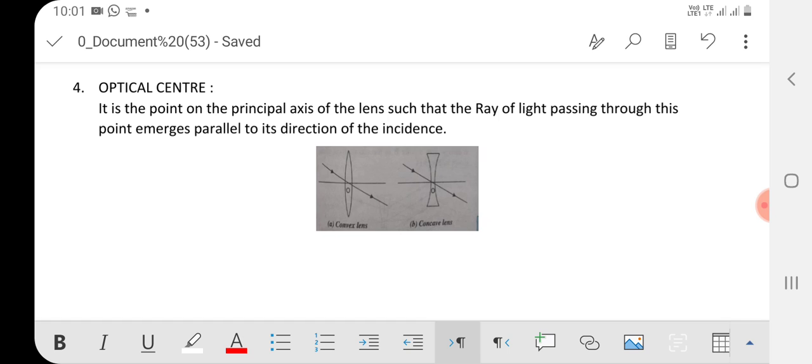So it is passing outside, which is parallel to the incident ray of light, which means with respect to the incident ray of light, the emergent ray which is coming out of the lens is not bending from its original position. So that is what the optic center is, the point on the principal axis of the lens where any ray of light passing through it will never bend. That is called as optic center.